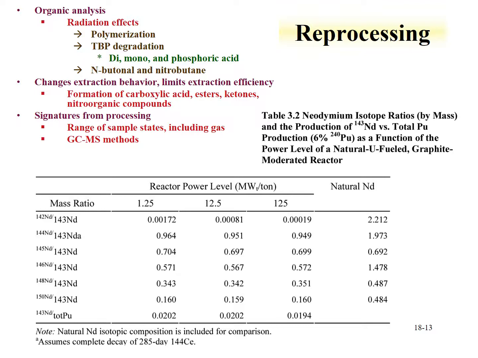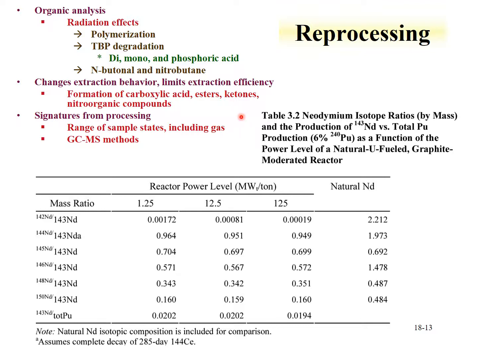So the influence of radiation would tell you something about, if you were to obtain even the organic material, how much material had been processed through that organic solvent. This can also influence extraction behavior and has some limitations on extraction efficiency, and a range of organic compounds as shown here can be formed. So this would vary the separation process and could be a route for the introduction of material that is not the target isotope into the final product.